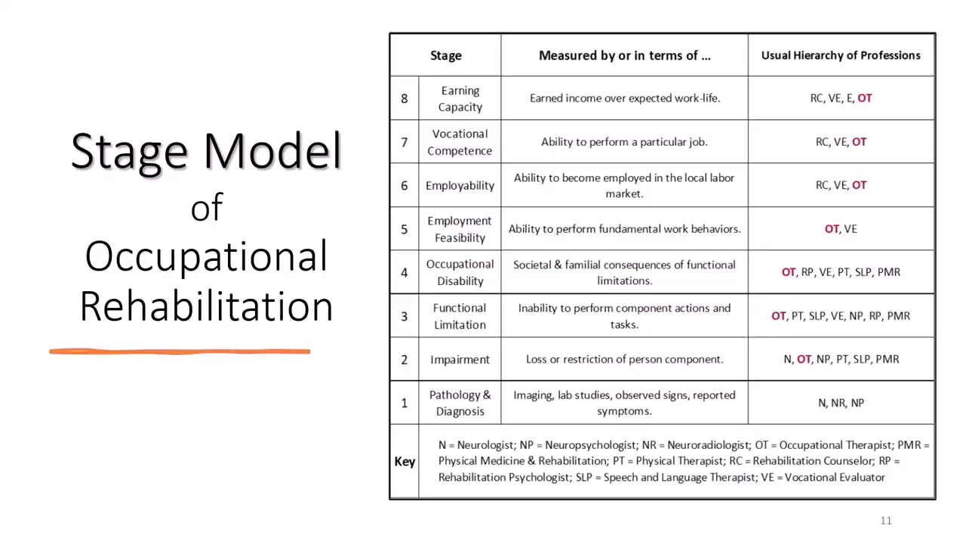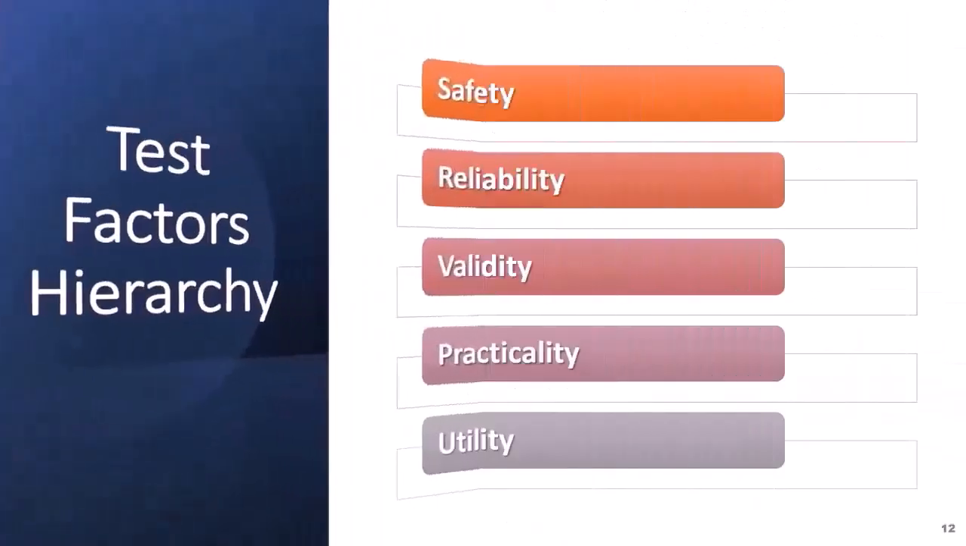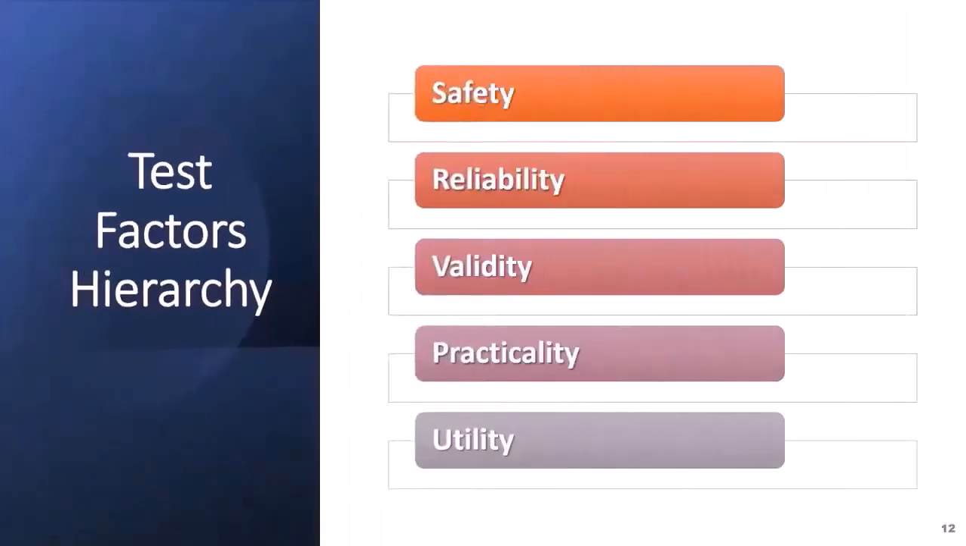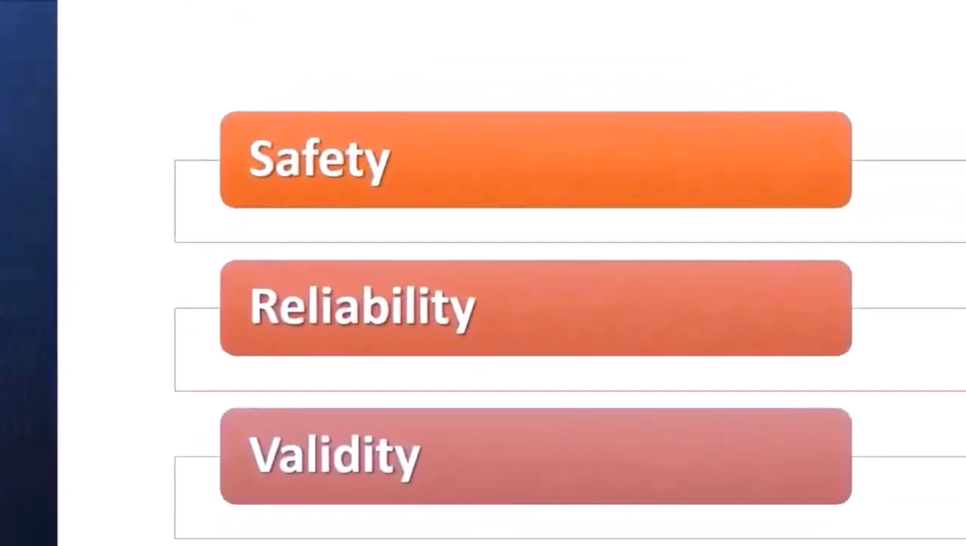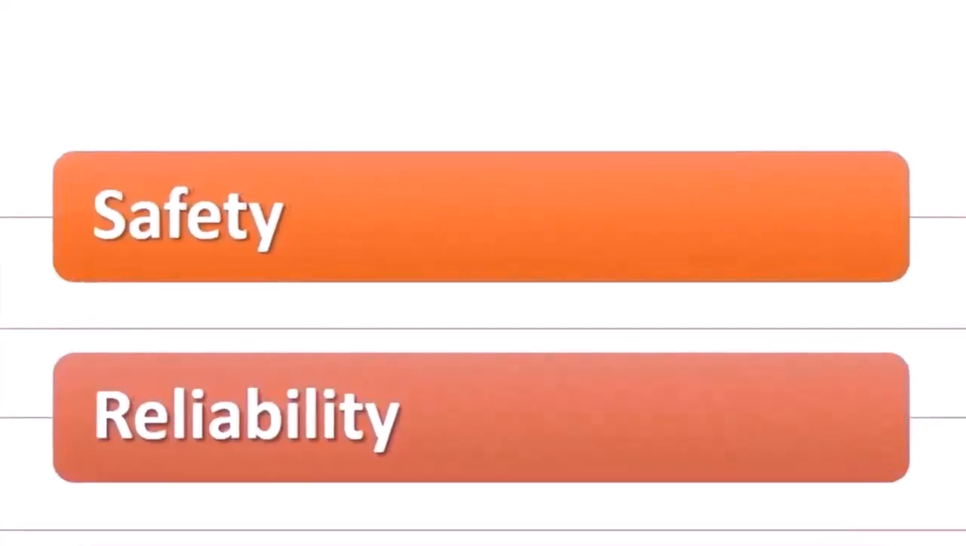Now, are there specific standards or criteria that the DCAT itself must meet as a test? Absolutely. All tests that measure work capacity must adhere to the test factors hierarchy: safety, reliability, validity, practicality, and utility. These factors are hierarchical, meaning issues higher up constrain those lower down. For example, safety constrains reliability, and reliability constrains validity.